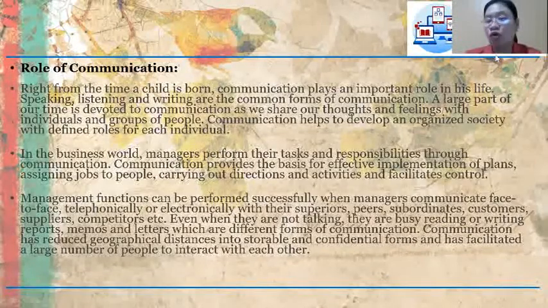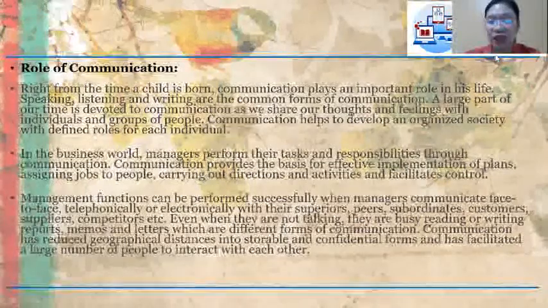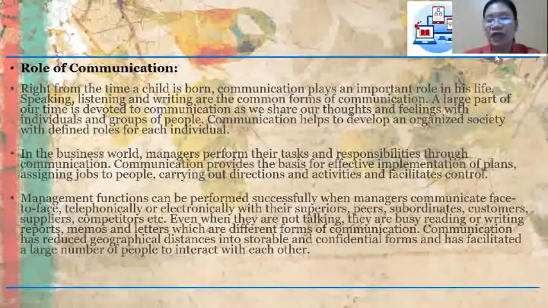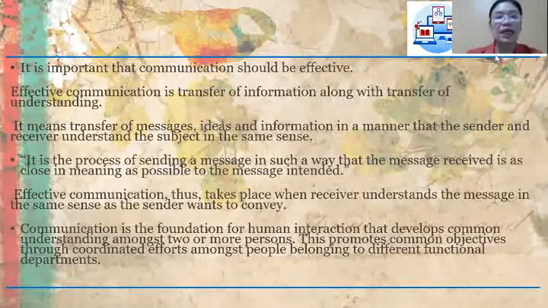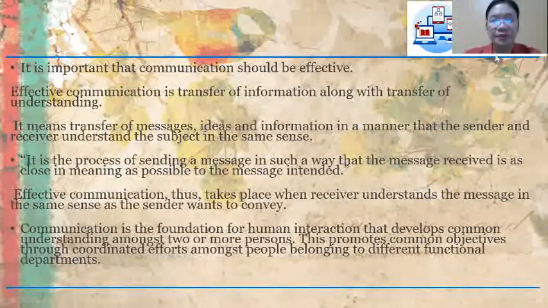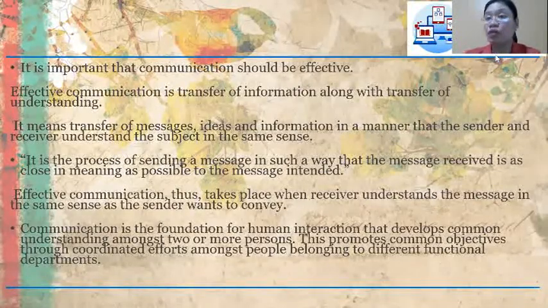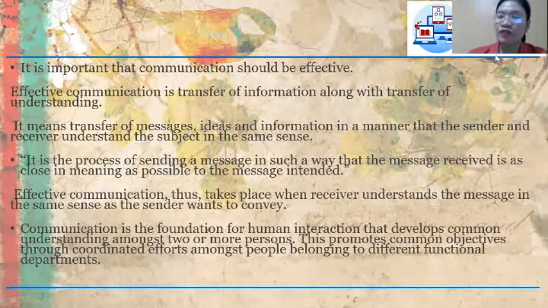Now, even when they are not talking, they are busy reading or writing. And this reading and writing are also forms of communication, which has reduced geographical distances into storable and confidential forms and facilitated a large number of people to interact with each other. Okay. Now, it is very important that communication should be effective, because effective communication is transfer of information along with transfer of understanding. So if there is an effective communication, there will be mutual understanding among people.